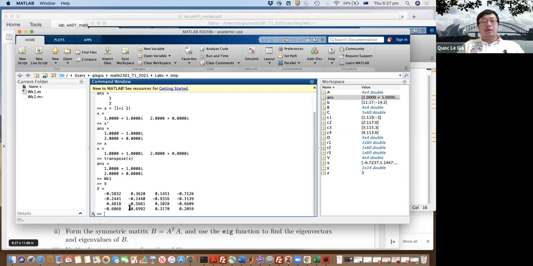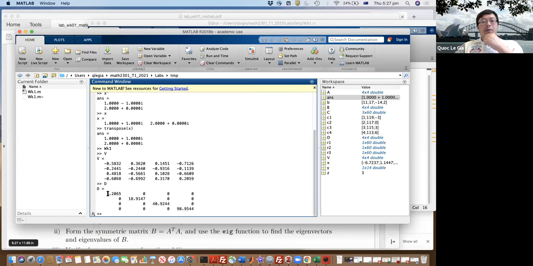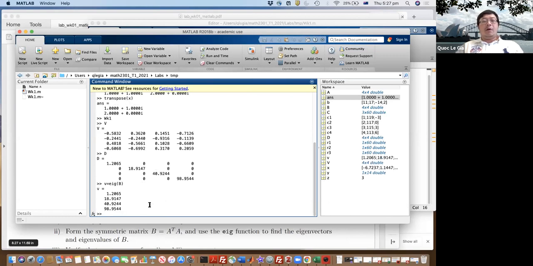So now V will have the 4 eigenvectors, and D is a diagonal matrix that contains all the eigenvalues. If you give 2 output parameters, V and D, then it gives you the eigenvectors and the eigenvalues. But if you want only the eigenvalues, you just put in only one output parameter. Then it gives you a vector that contains all the eigenvalues. You see, 1.2065, 18 point something, 40 point something, so a list of 4 eigenvalues.